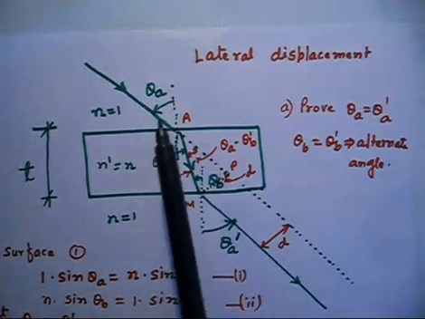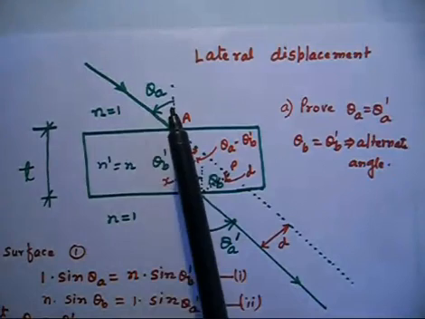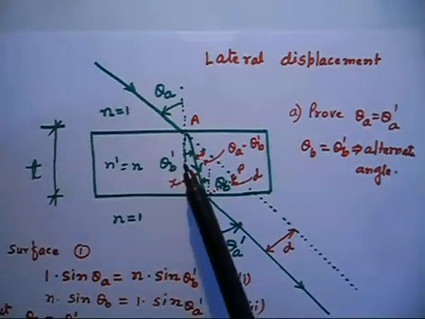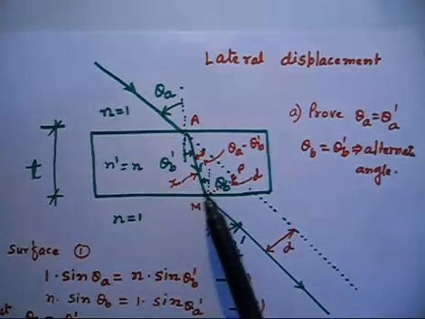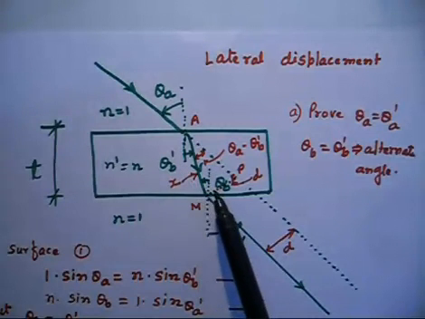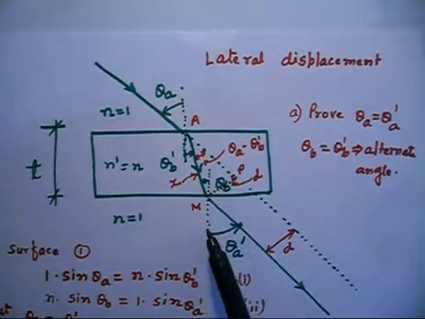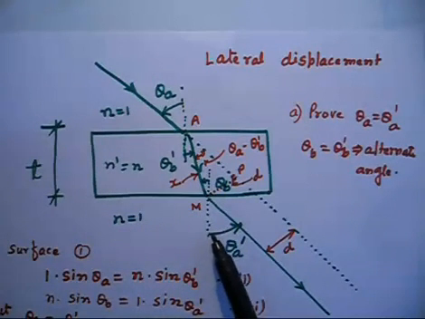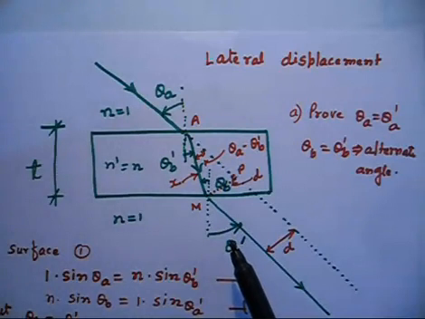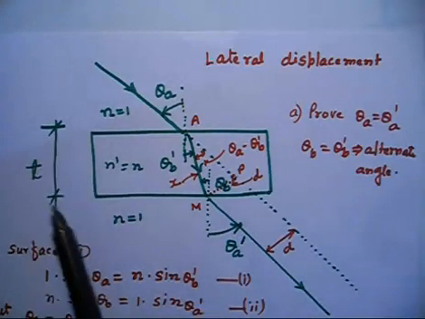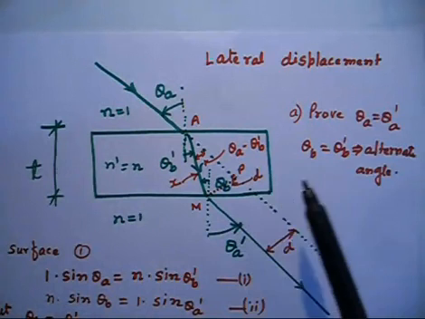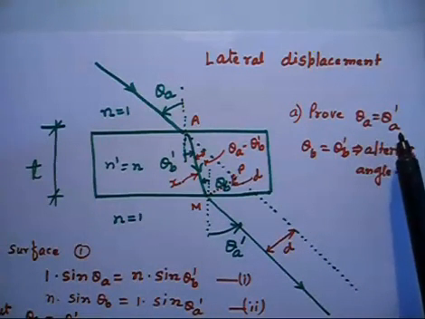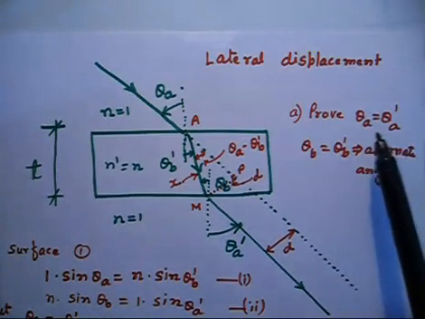Now the angle of incidence is theta A. Angle of refraction through the first face is theta B dash, and angle of incidence on the second face is theta B. Now angle of refraction through the second face is theta A dash. The thickness of the slab is given as T. First we have to prove that theta A is equal to theta A dash. So this we have to prove.